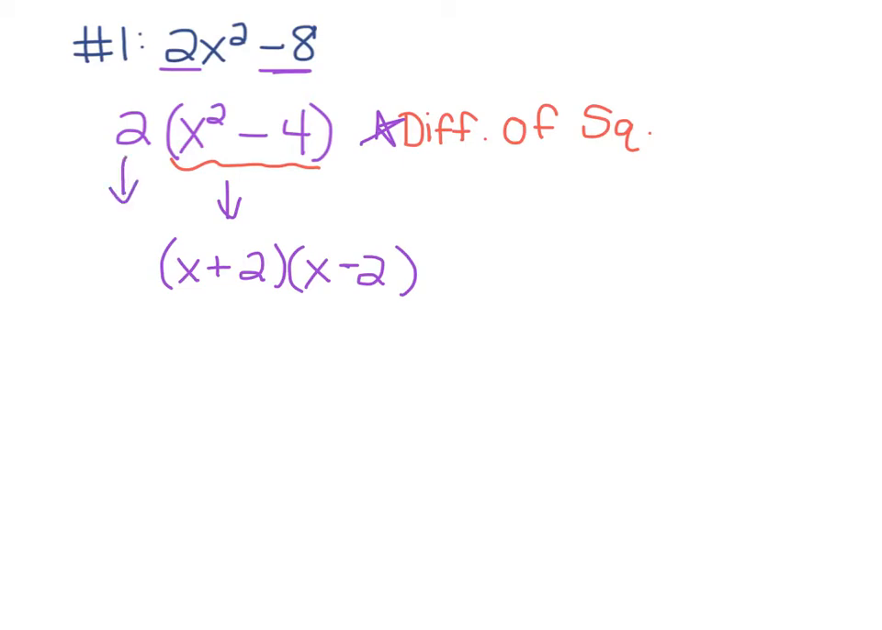And then just make sure you bring down the 2, and then this thing right here would be your final answer. If you multiplied that all back together, it would turn back into 2x squared minus 8. Okay.